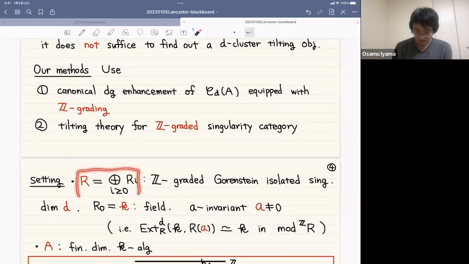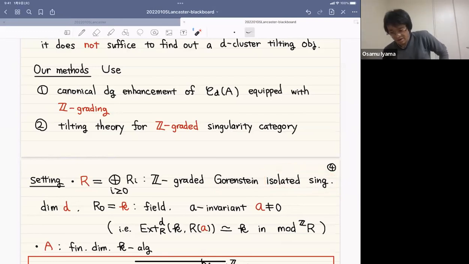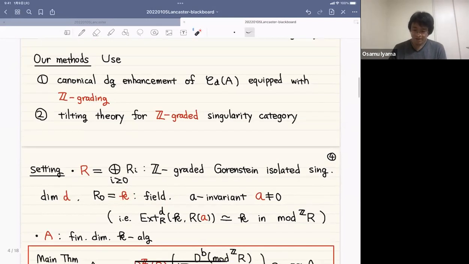So now let R be a Z-graded ring and assume it has only non-negative parts. Moreover, as before, this ring R is Gorenstein, and we assume, as before, it has an isolated singularity. So we have Auslander-Reiten duality. As before, I denote by D the Krull dimension of R. For simplicity, I assume that the degree 0 part of R is a field, and I denote it by K.